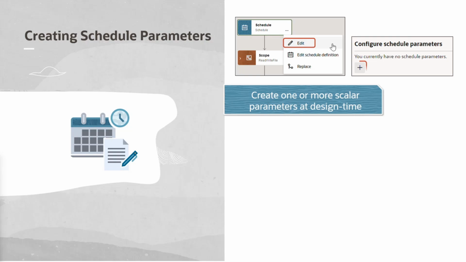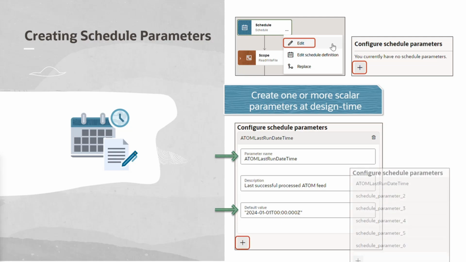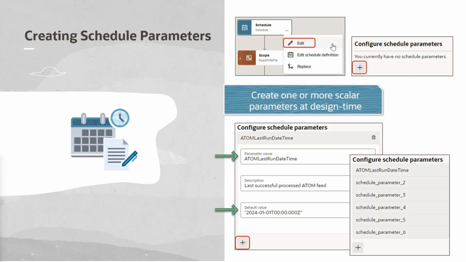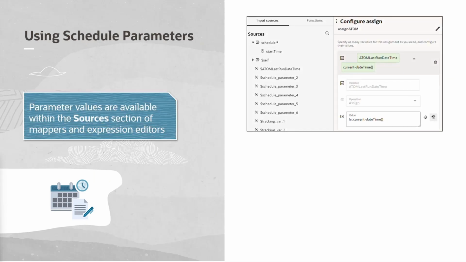Configure pane. Click the plus icon and then provide a name for the parameter, an optional description, as well as a default value. Now, to create more, just click the plus icon again and keep adding as many as you need. To update the value of a parameter dynamically, you would use an assign action as shown here. And keep in mind that you can access that value anywhere within your integration flow, since it is always available in the sources section of map editors and when editing expressions.